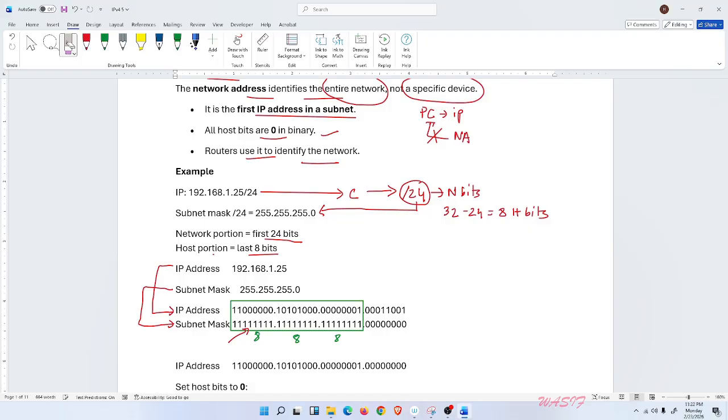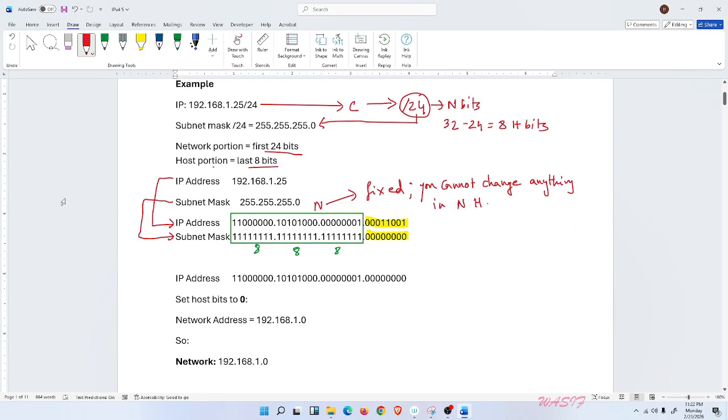And of course, from binary you need to do the calculation for the decimal. Now look at here, this is the network portion and obviously this is the host portion. Never ever touch the network portion. Network portions are fixed. You cannot change anything in the network portion. Host portion, you can change anything and everything. It doesn't matter.